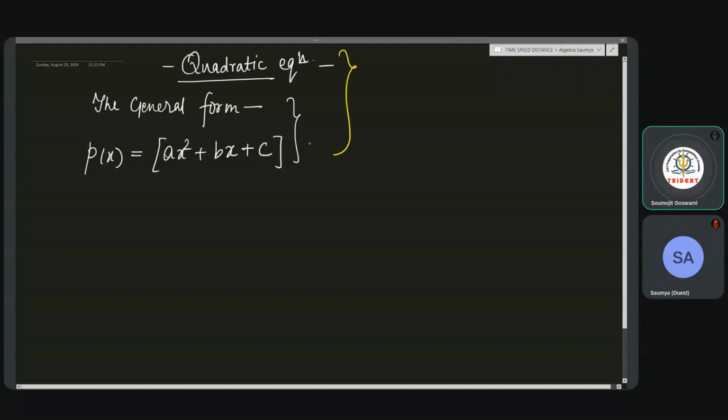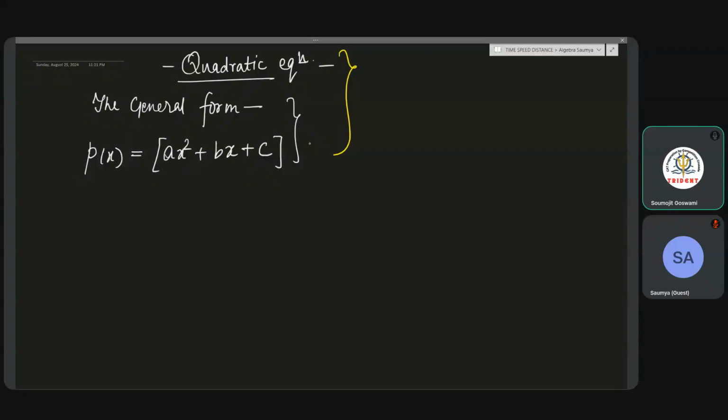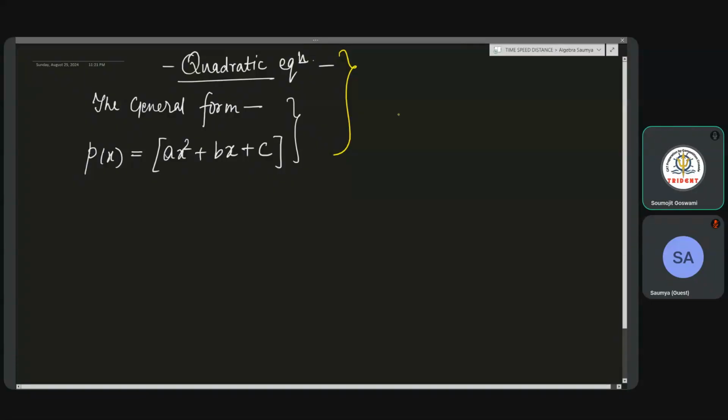So quadratic equation, the general form ax squared plus bx plus c. Typically I would take an example and then explain. But you should realize that for this expression ax squared plus bx plus c, the moment I equate this to 0, it becomes a quadratic equation. So ax squared plus bx plus c equals 0. The moment I equate it to 0, it becomes a quadratic equation.